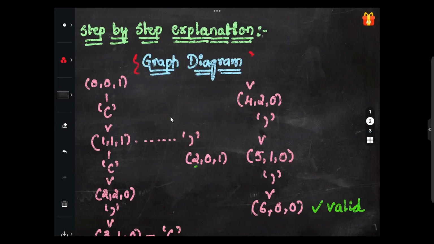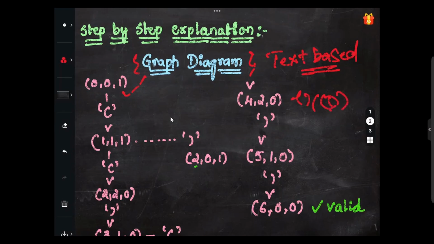So this is the graph diagram. This is just text based actually. I have just shown the text based version, you can just look into it. The first path is 0, 0, 1. We have been given 3, 1. The output that we need to get here is basically this one.